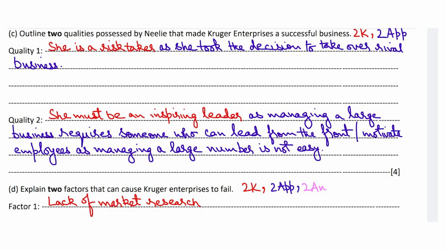First I'll demonstrate knowledge. Lack of market research, right? So this is knowledge being demonstrated. The first factor is lack of market research, the reason for Kroger Enterprises to fail. Now, I'll start my analysis or application, because generally application is part of analysis when you are explaining something or showing an impact on the business or anything which is being discussed in the question.